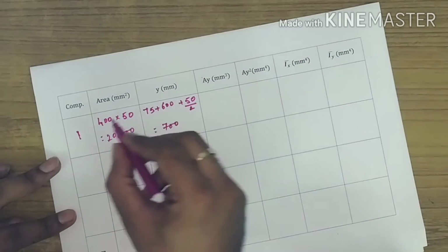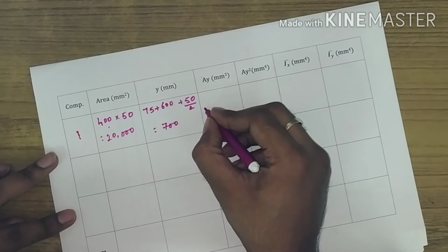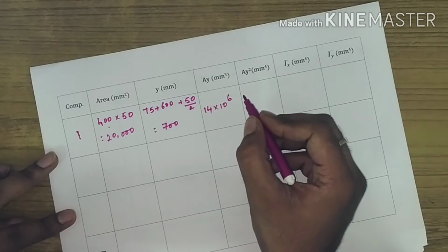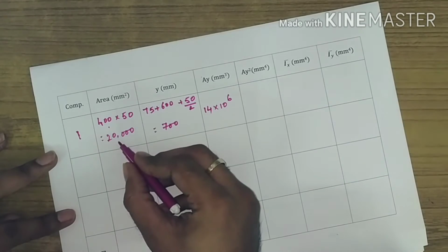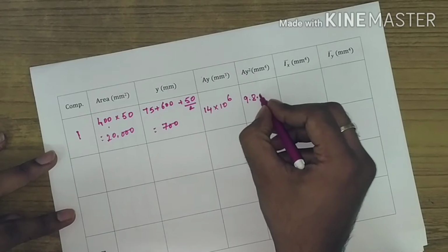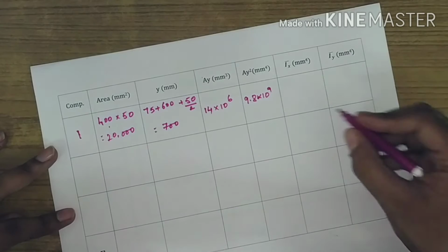Now multiply these two, area into y. So you'll get something like 14 into 10 power 6, that is millimeter cube. Now A into y square: square of 700 into 20,000. So you will get 9.8 into 10 power 9. I am simply writing it; I have calculated it already.